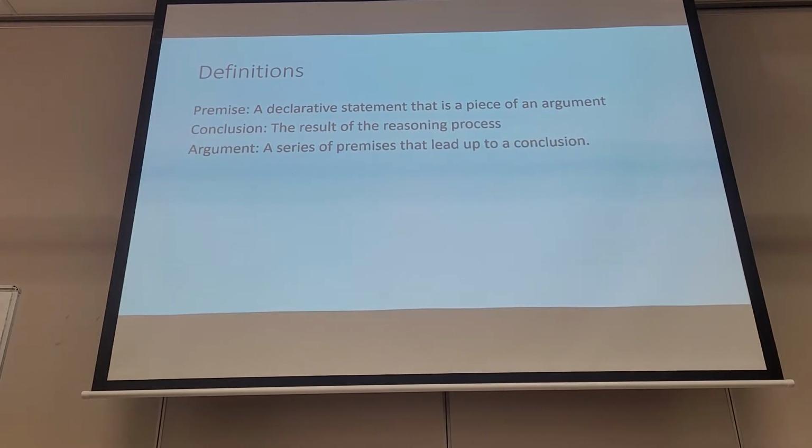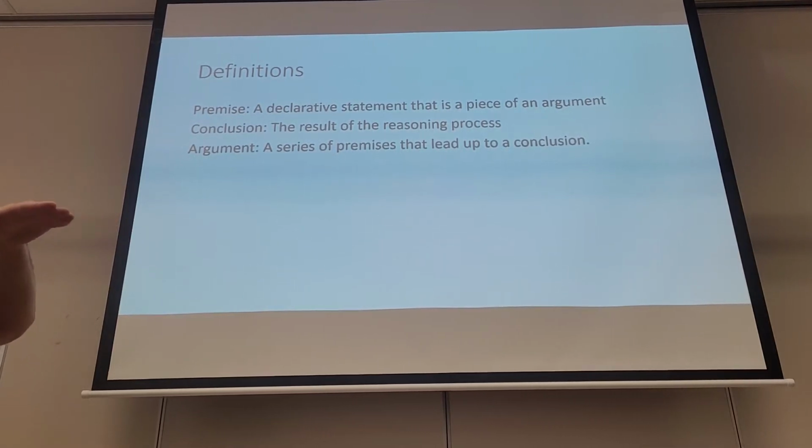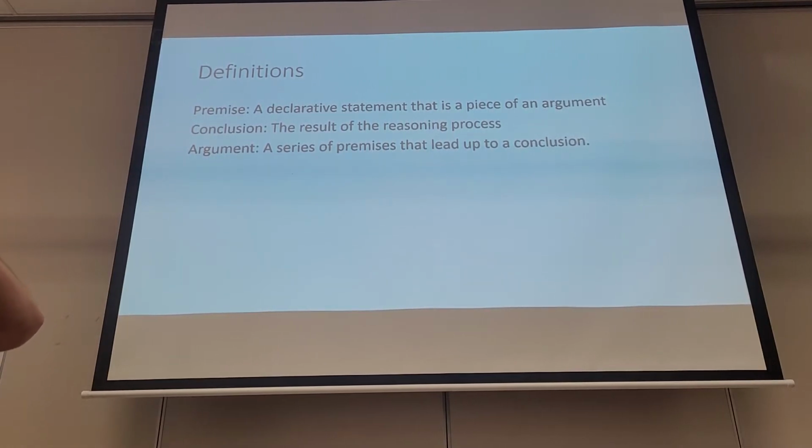Our conclusion is just the result of some reasoning process. All right, so if you've got a maths problem, what you're doing is you're going premise 1, premise 2, premise 3, and then you've got your answer, which is your conclusion, because you're performing a reasoning process. And then an argument is that reasoning process. It's a series of premises that lead up to a conclusion.